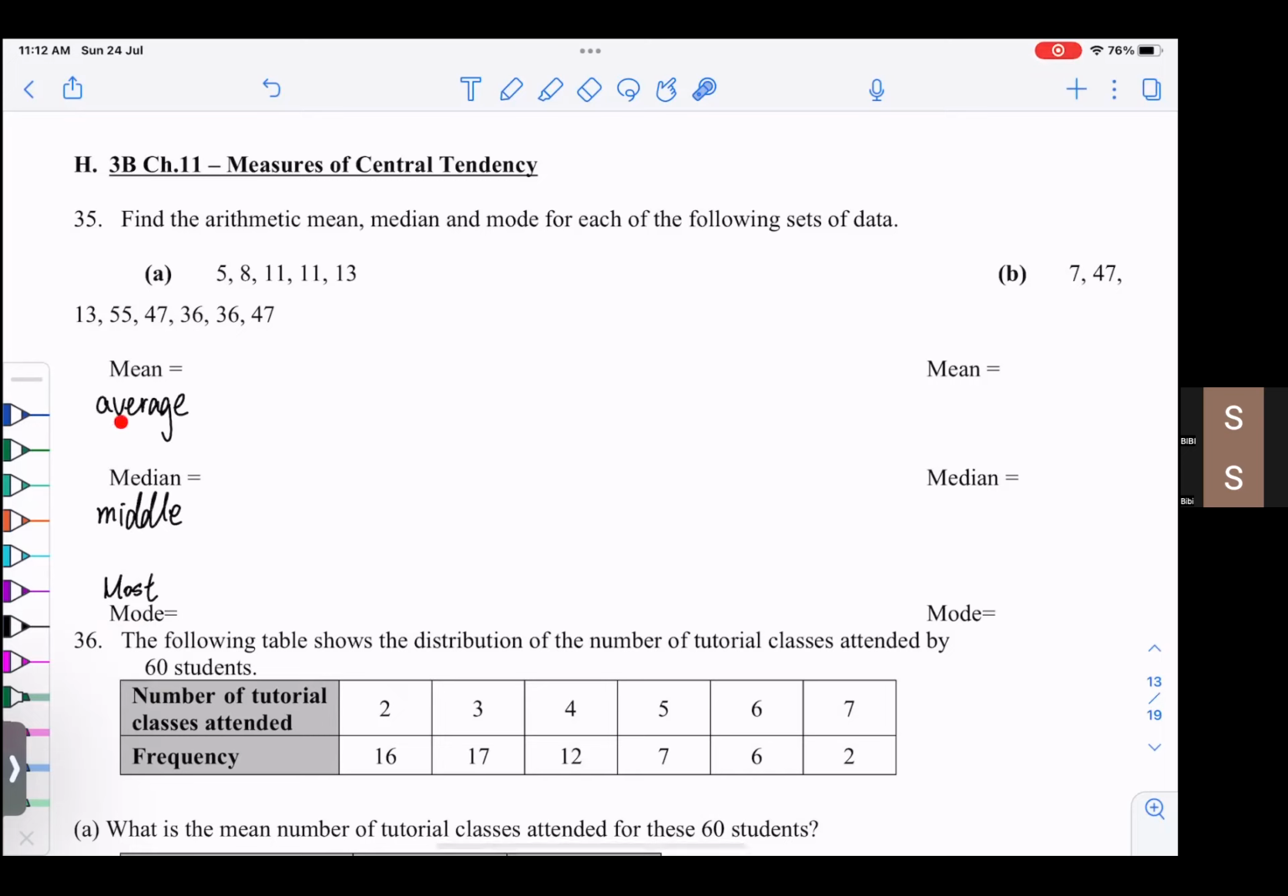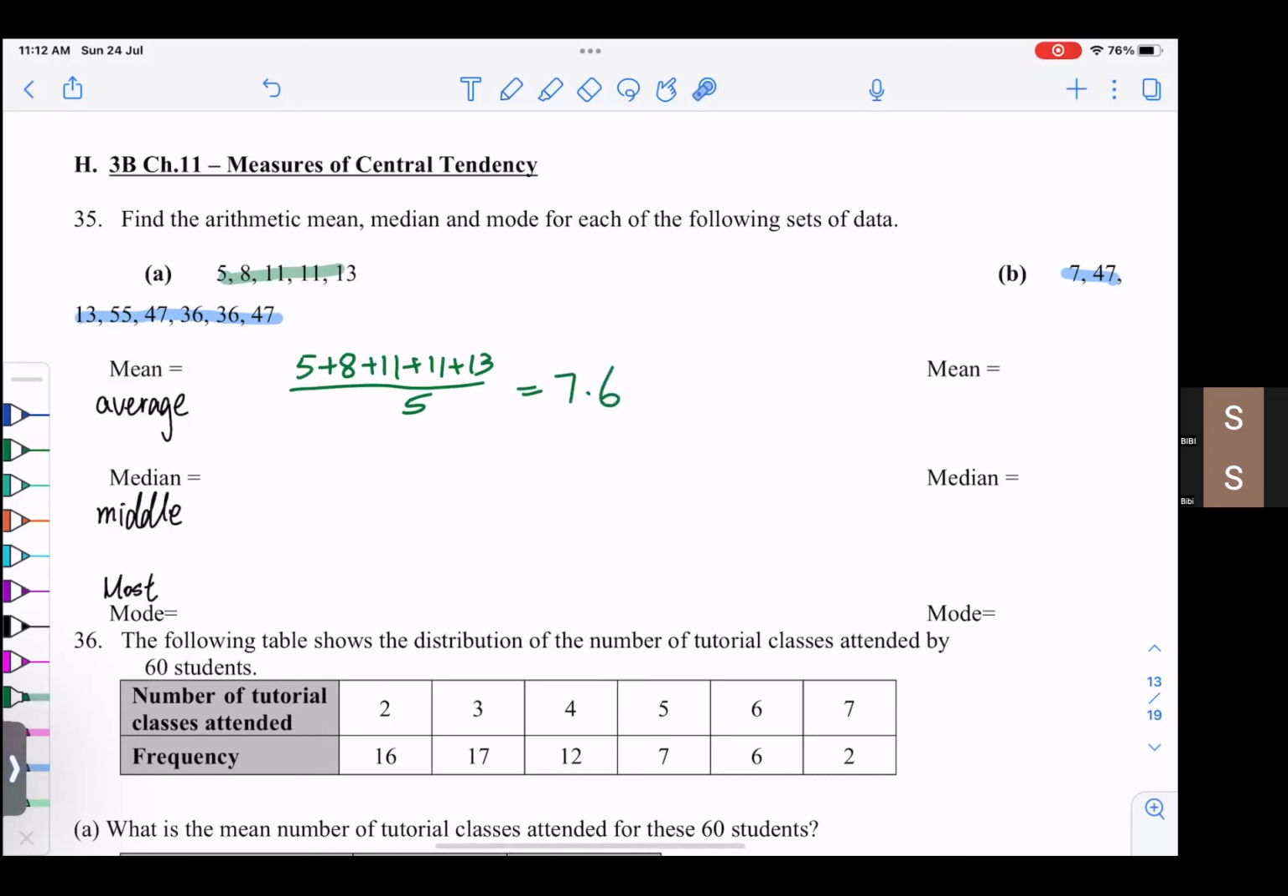How do we find the mean? How do we find the average? You might have done it before. Before we start, this is part B, just in case you get confused. Your part A is only here. So average or mean, you find it by adding up all of them first and then dividing by the frequency. How many numbers do we have here? 1, 2, 3, 4, 5. So you add up all of them first and then you divide by 5. Whatever answer you get will be your answer in the end, 7.6. So that is your mean.